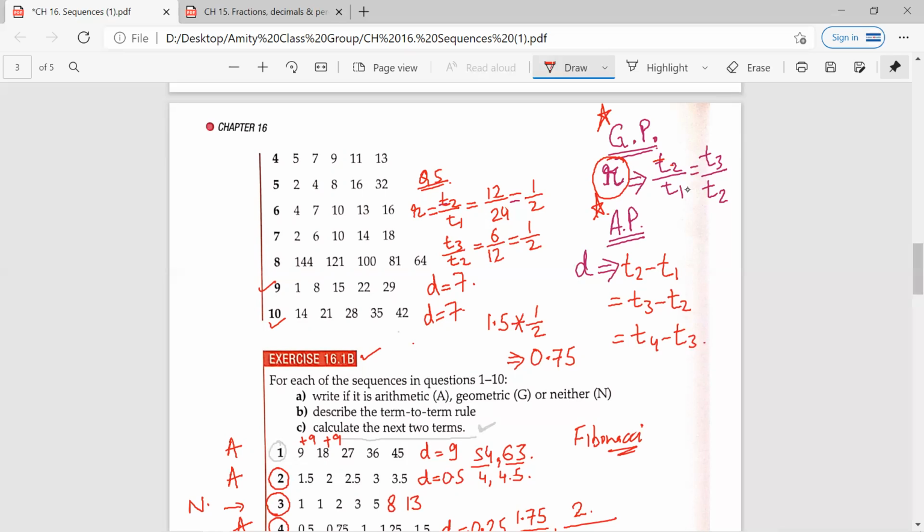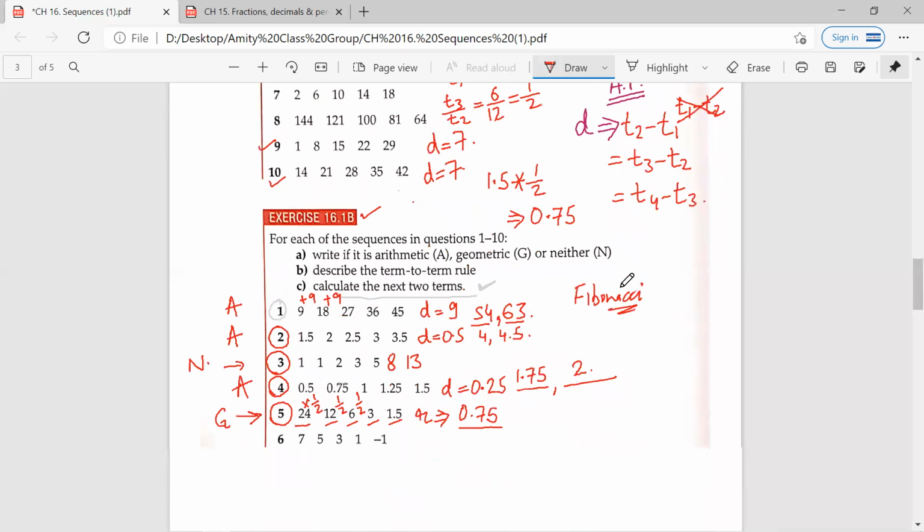It is always T3 by T2. In AP also, just remember it is always T2 minus T1, T3 minus T2. It is not T1 minus T2. Do not do that. It is not T1 by T2. Please do not do that. Sanviji, are we clear? Yes, sir.